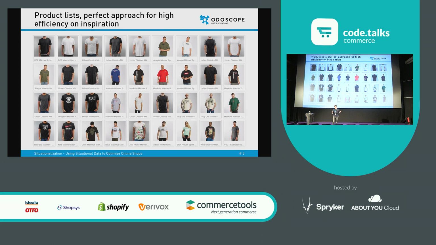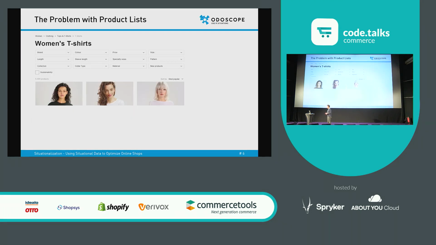So you look for a new t-shirt, you come up with the product list, and this is, for example, from a streetwear shop. They have like 5,000 t-shirts, and you come in there and you can just have a look at some t-shirts and get some inspiration. But what's the problem with the product lists? There are a lot of problems.